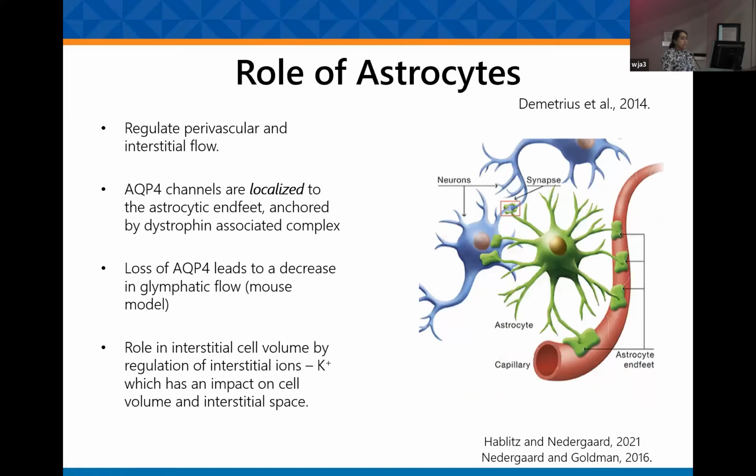So as I mentioned, astrocytes, in addition to creating these channels, also help to regulate perivascular and interstitial flow. They do this through their aquaporin 4 channels, which are localized to the astrocytic end feet that are anchored by the dystrophin-associated complex. It's been shown that loss of aquaporin 4 leads to a decrease in lymphatic flow. It also plays a role in interstitial cell volume by regulating interstitial ions, such as potassium, which has an impact on cell volume and interstitial space.